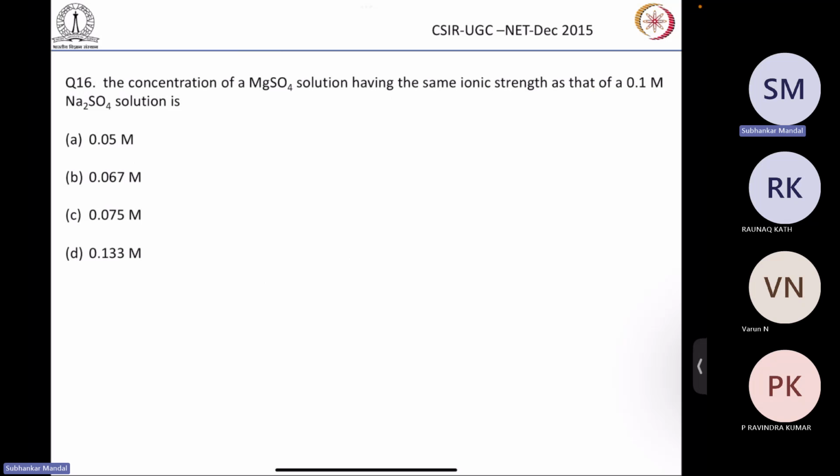So the next question is: the concentration of a magnesium sulfate solution having the same ionic strength as that of a 0.1 molar sodium sulfate solution. Then we have to calculate what is the concentration of magnesium sulfate. This is the question. This is quite easy, if people can do this thing.